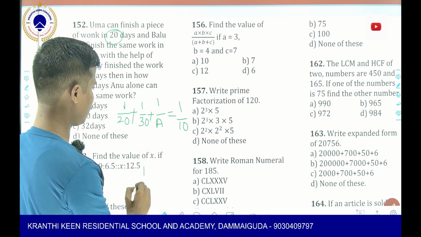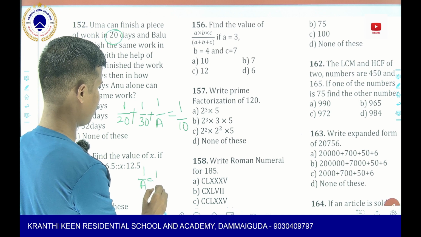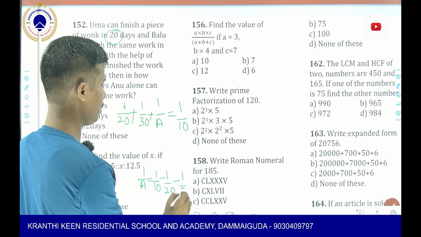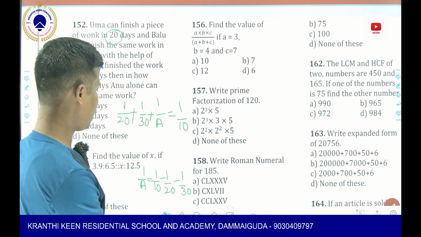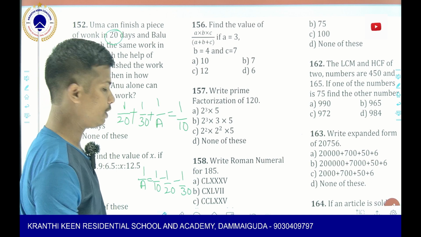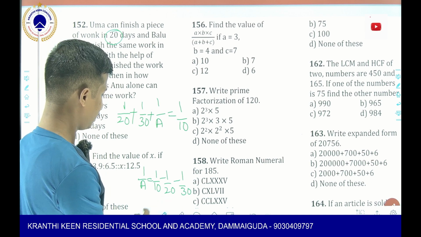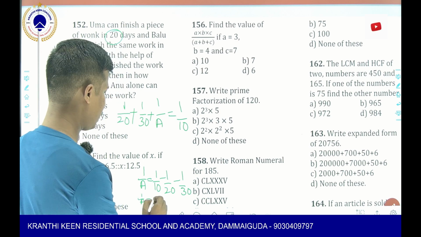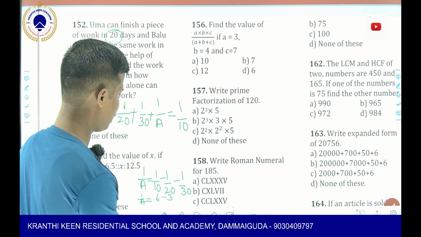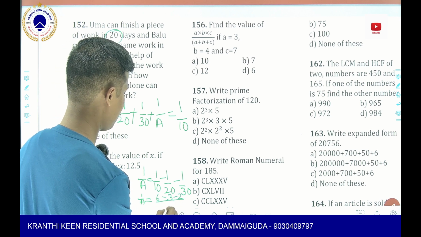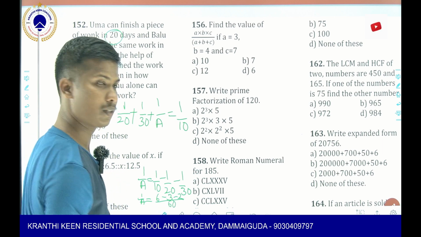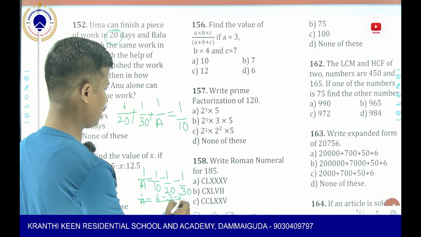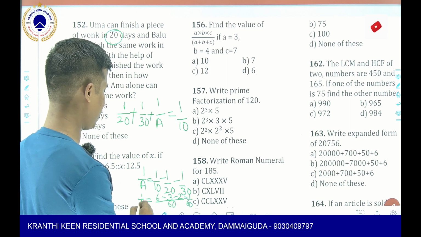1 by A you keep on this side and transpose the remaining: 1 by 10 minus 1 by 20 minus 1 by 30. And what is the LCM of 10, 20 and 30? The LCM is 60. Therefore, 1 by A is equal to (6 minus 3 minus 2) by 60. 6 minus 3 is 3, 3 minus 2 is 1. 1 by 60. So 1 by A is equal to 1 by 60.